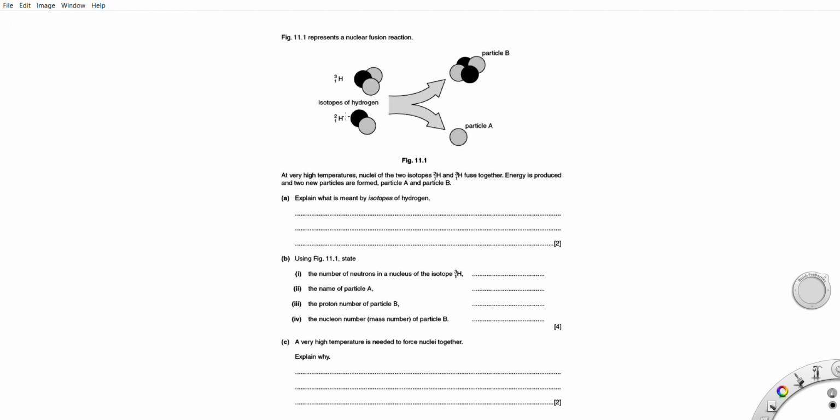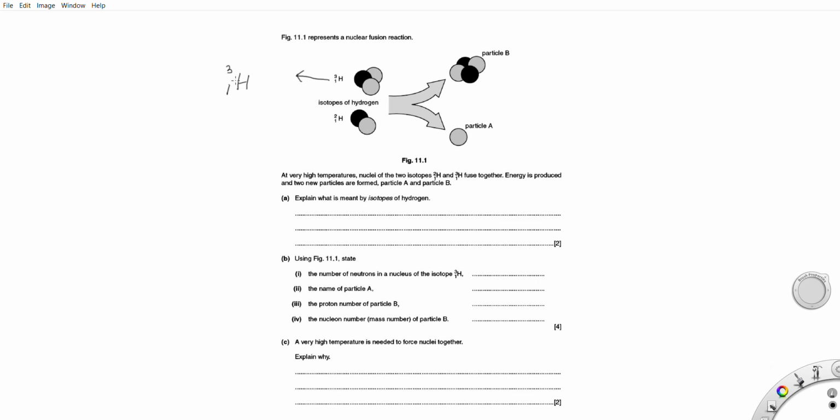So, the question says figure 11.1 represents a nuclear fusion reaction where I see these two isotopes combining to form particle B and particle A. On a rough estimate, on seeing the equation, what I can see is that this is a hydrogen isotope and this is also a hydrogen isotope.